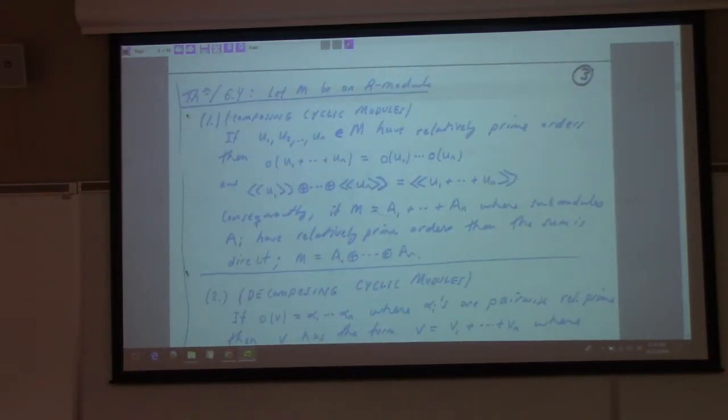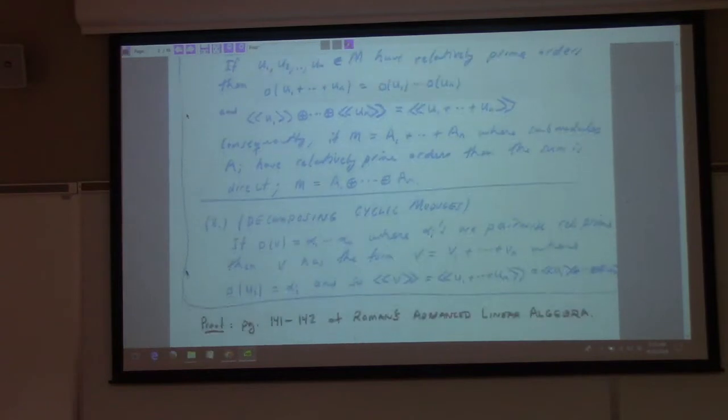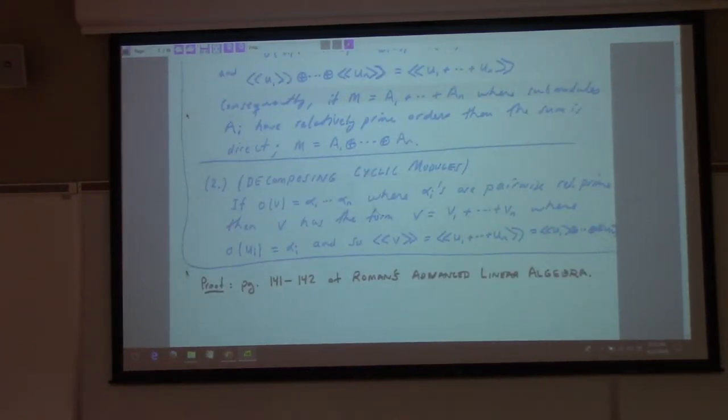I also told you this last time. This is how we can compose. If we have relatively prime orders, we can compose the direct sum of them to get the ⟨⟨sum⟩⟩ of the orders. And vice versa, if we have the order as a product of pairwise relatively prime orders, then it follows you can decompose the ⟨⟨V⟩⟩ into the ⟨⟨sum of U1 through UN⟩⟩. Okay.